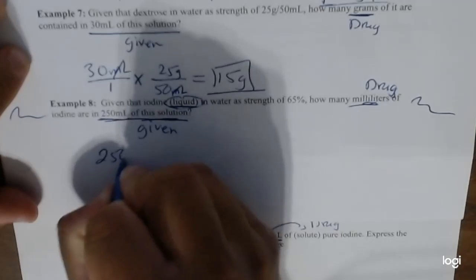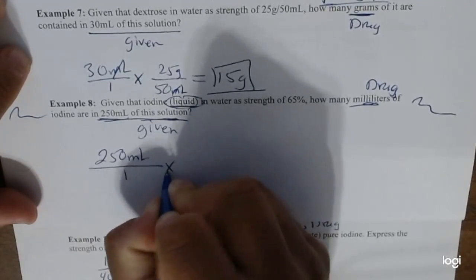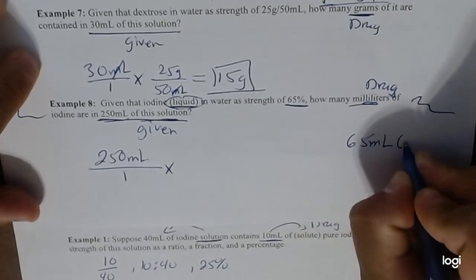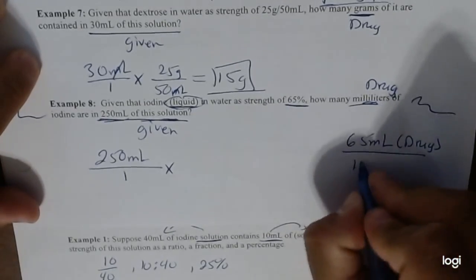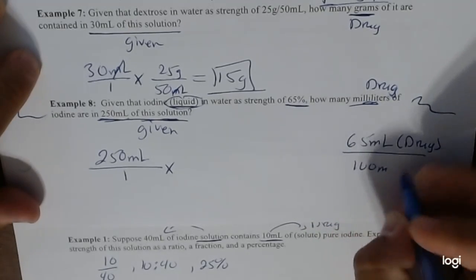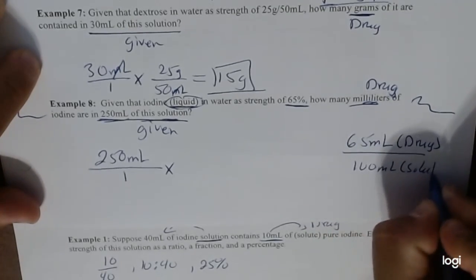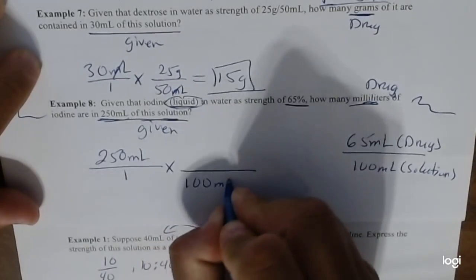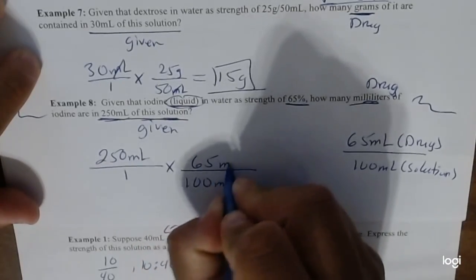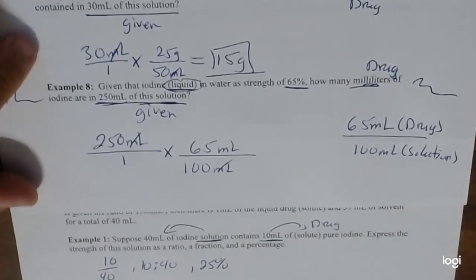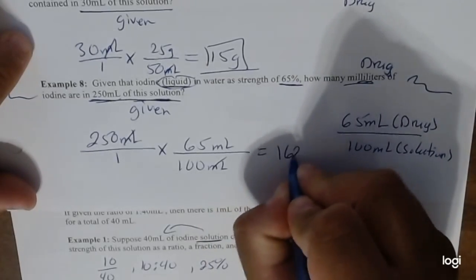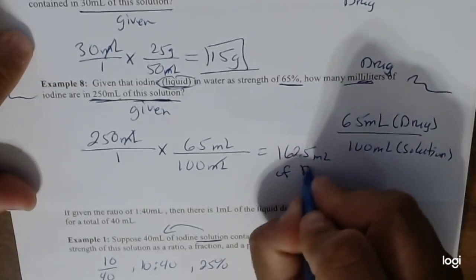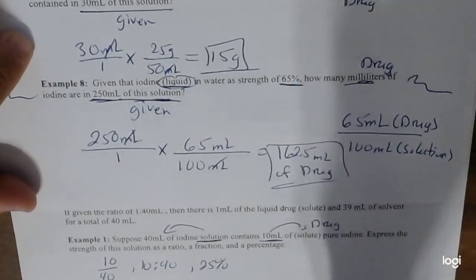So we're given 250 milliliters of solution, which means if this is 65%, this is 65 milliliters of drug over 100 milliliters of solution. So since we're given solution, that means solution must be at the bottom, and the 65 must be at the top. So therefore now multiplying, this is 162.5 milliliters of drug. Or in this case, we were talking about iodine.